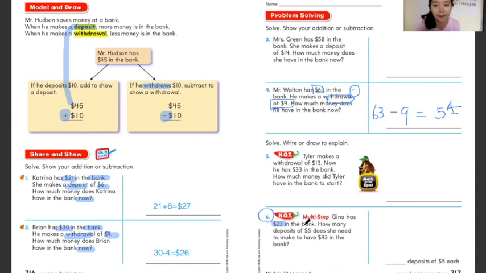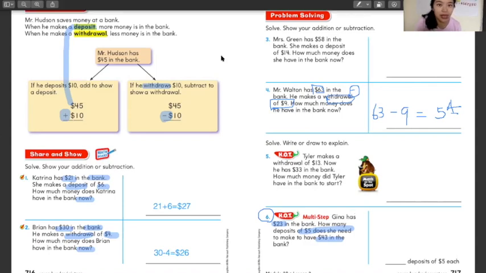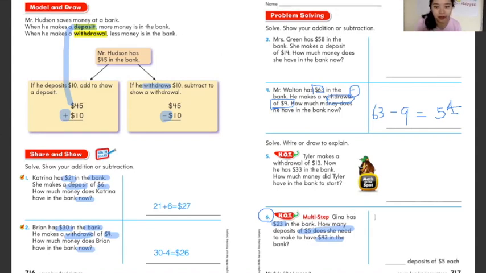Okay, in question number 6, Gina has $23 in the bank. How many deposits of 5 does she need to have a total of 43? Wow, this question is complicated. Don't rush right into it. Let's analyze the situation better.